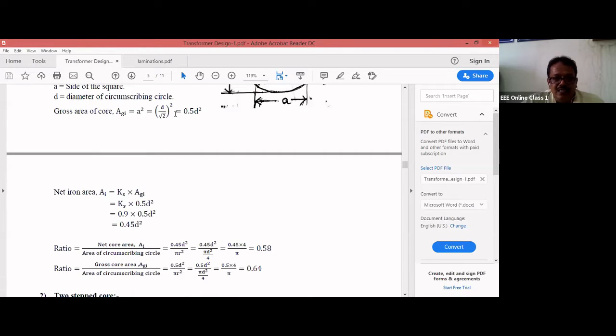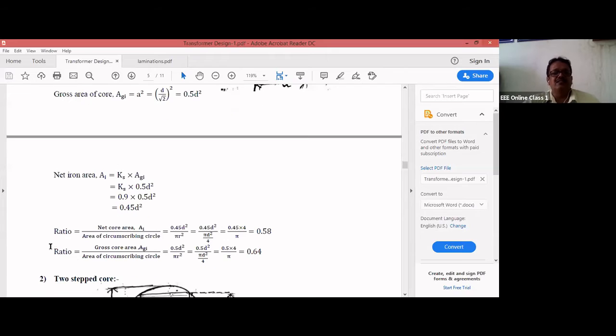If you go through this, AI is equal to 0.45 D square, and here AGI is 0.5 D square. You can see that the area of AGI is more compared to the net terrain area. Since you have taken 50% here, definitely it will be 0.45. If you go for 100%, then 10% accounts for insulation. So AGI is 0.5 D square and net area AI is 0.45. The other 0.05 will be for insulation.